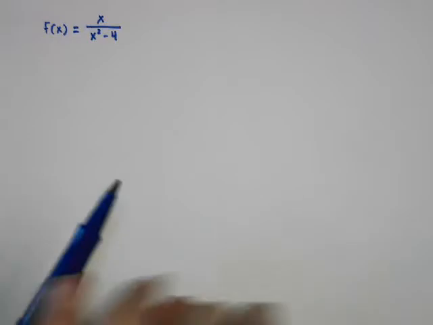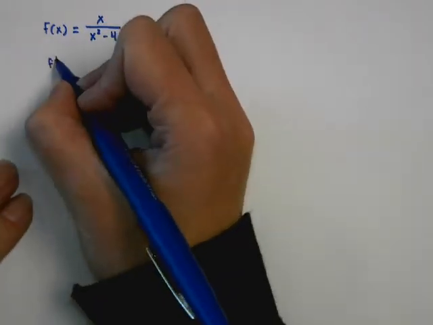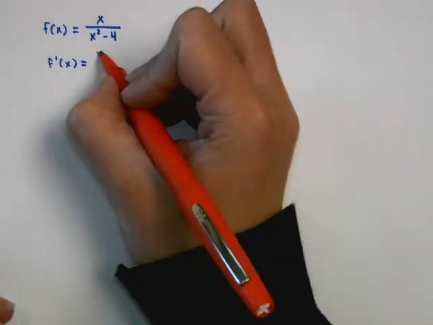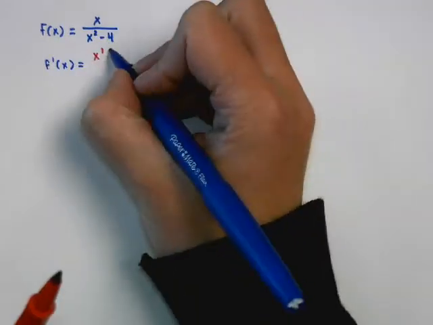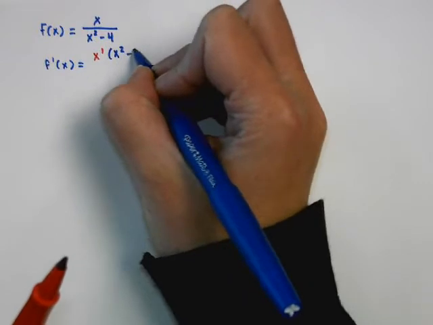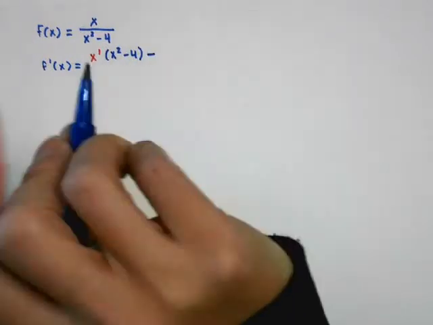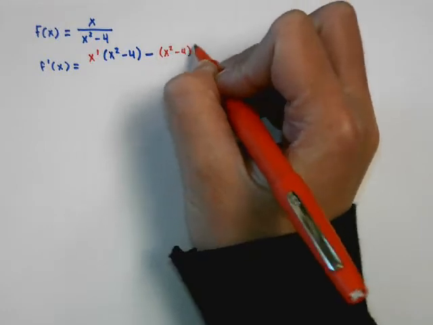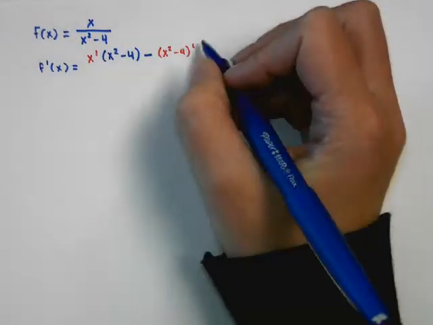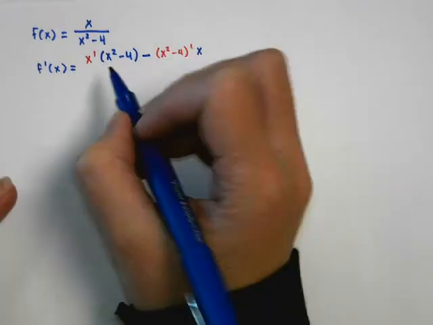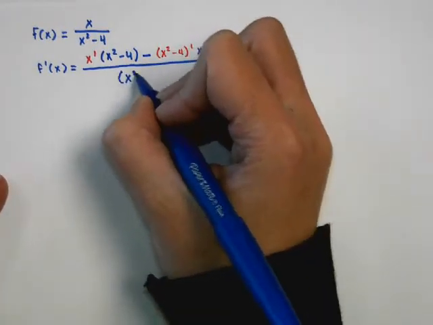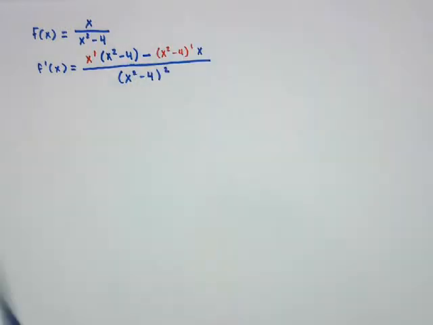So this one, to do the derivative, we are going to have to do the quotient rule. So we're going to have x prime times x squared minus 4, minus x squared minus 4 prime times x, all over x squared minus 4 squared.